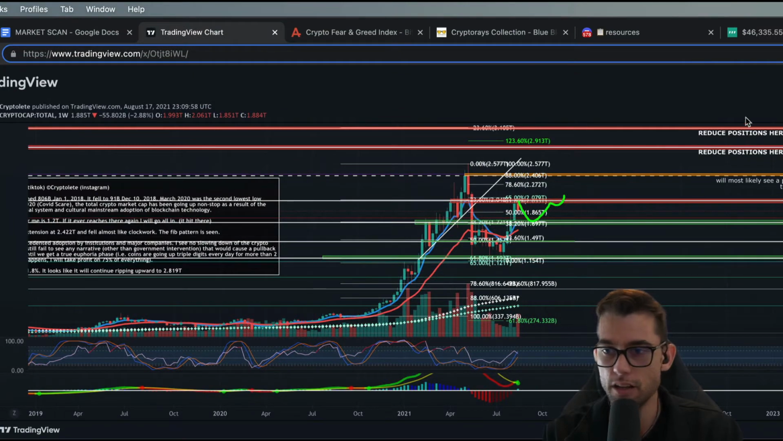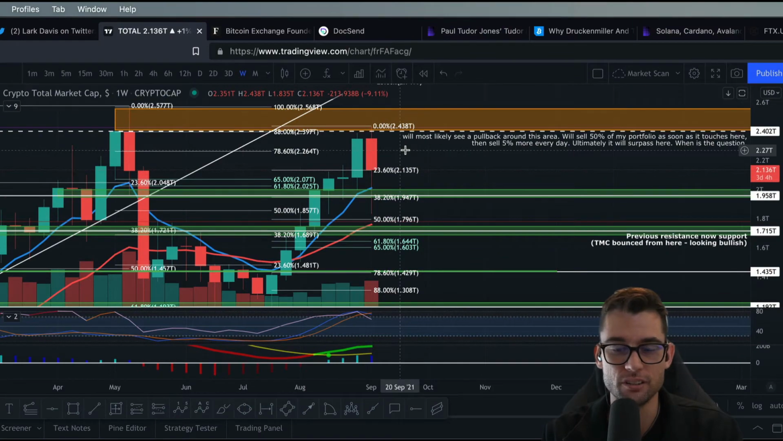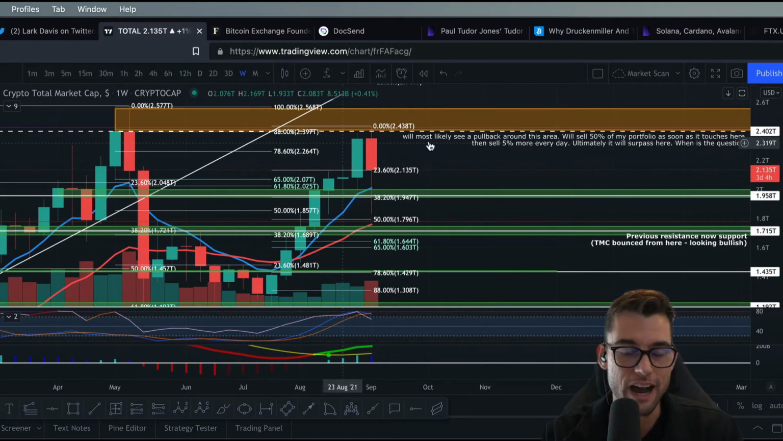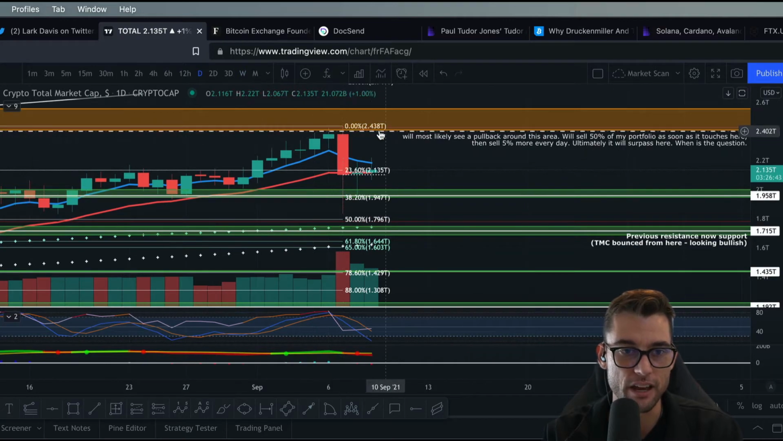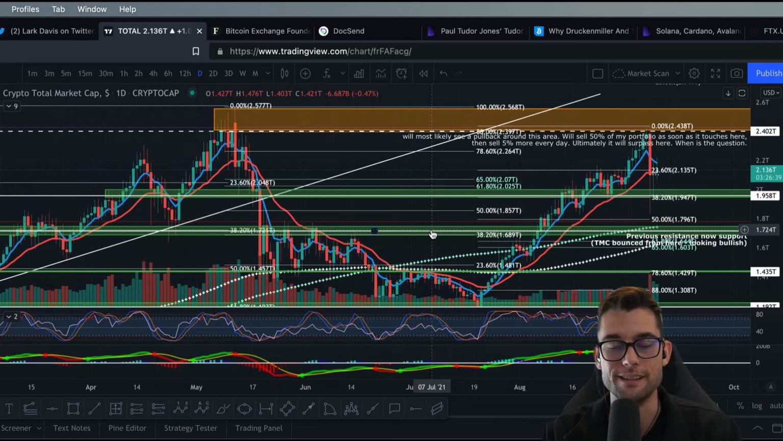let's see if I have this here. We'll most likely see a pullback around this area. We'll sell 50% of my portfolio as soon as it touches here, then sell 5% more every day. Ultimately, it will surpass here. When is the question? And that was at 2.4. So yeah, I sort of screwed up majorly by not looking at this and seeing that it hit here and then fell, because it literally fell on the dot.